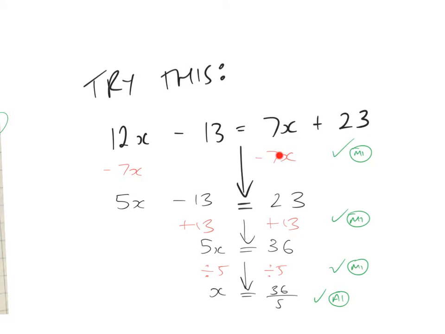As long as you can see a minus 7x, that's the mark. As long as you can see a plus 13, that's the mark. And as long as you can see a divide 5, that's your mark.